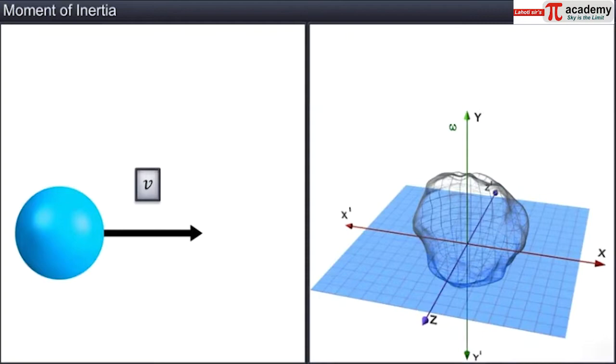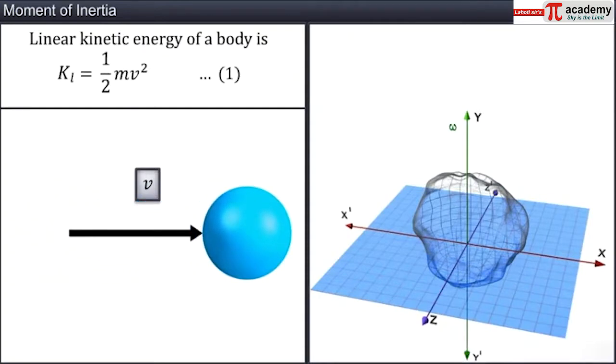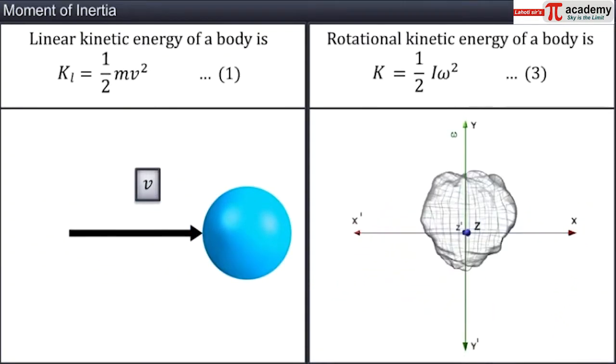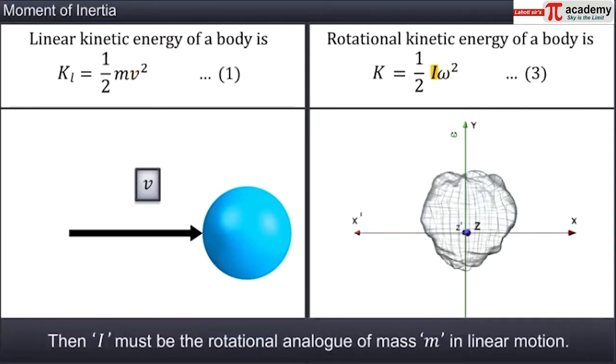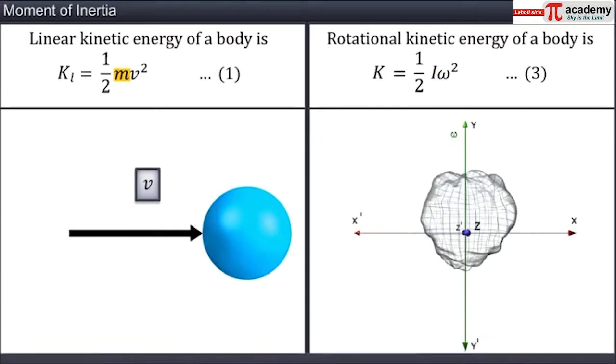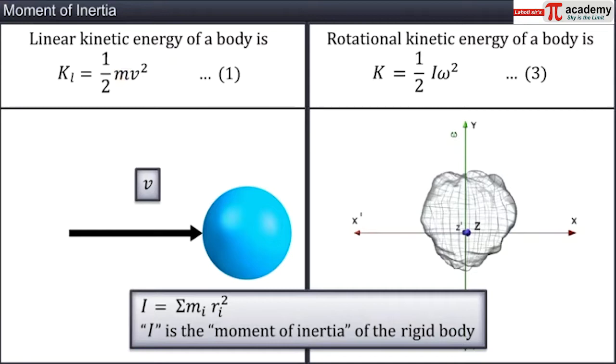Let us compare the two equations 1 and 3, which give the expression for linear and rotational kinetic energy of a body. The angular speed omega of equation 3 is the rotational analogue of the linear speed v of equation 1. Then I must be the rotational analogue of mass m in linear motion. I is called the moment of inertia of a rigid body.